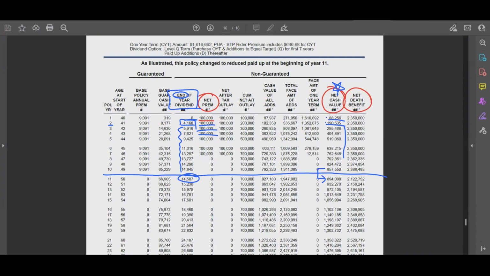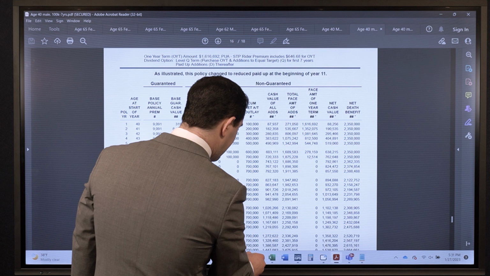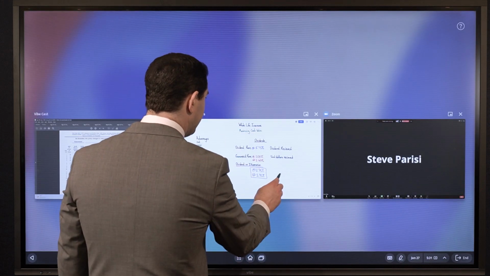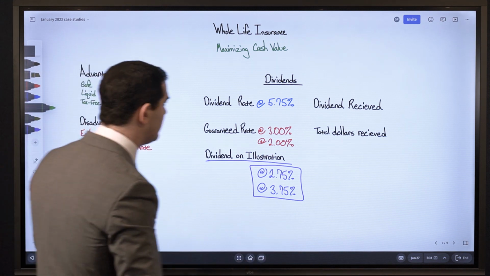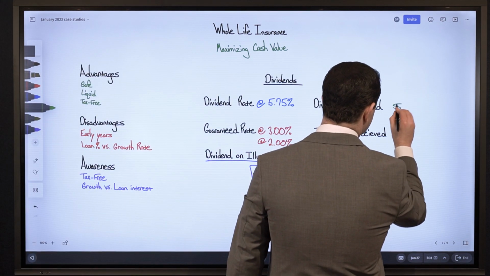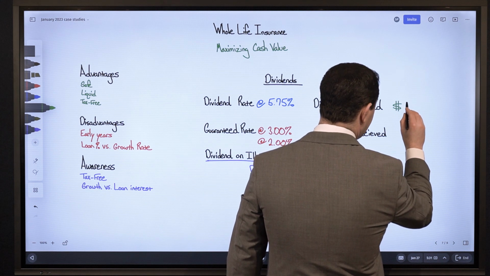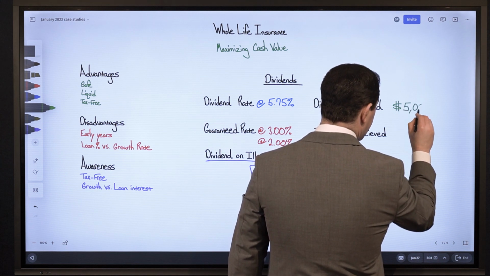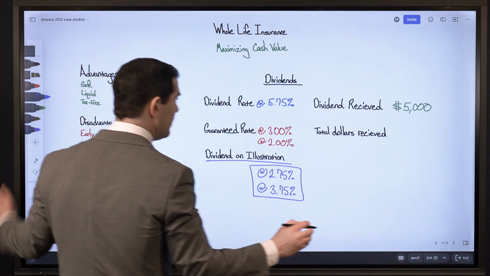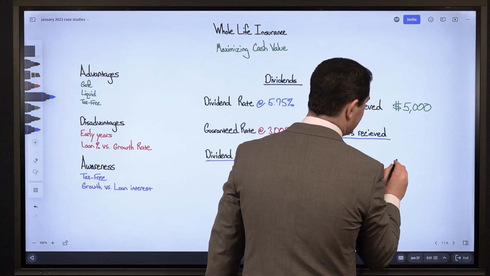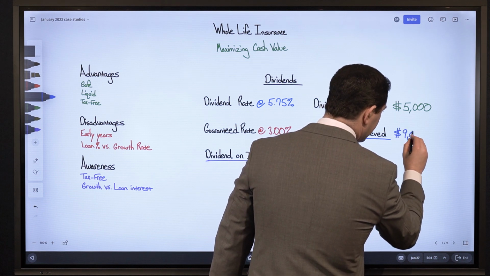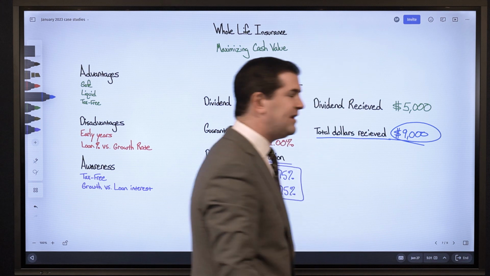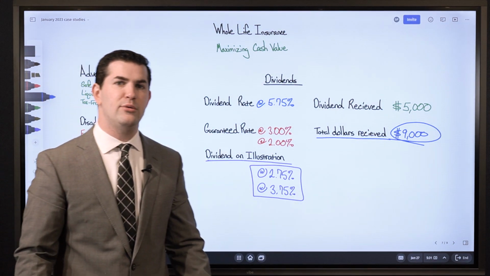$857 to $894. So what I like to look at here in an effort to provide transparency, because this can be confusing, is if I'm looking at my annual statement or my online portal, I will see from the insurance company, here are dividends that I received. Say it's $5,000. But what I really want to know is what are the total dollars I received, the dividends plus the guaranteed portion. And that might be $9,000, but you won't find this on your online portal or your annual statement.